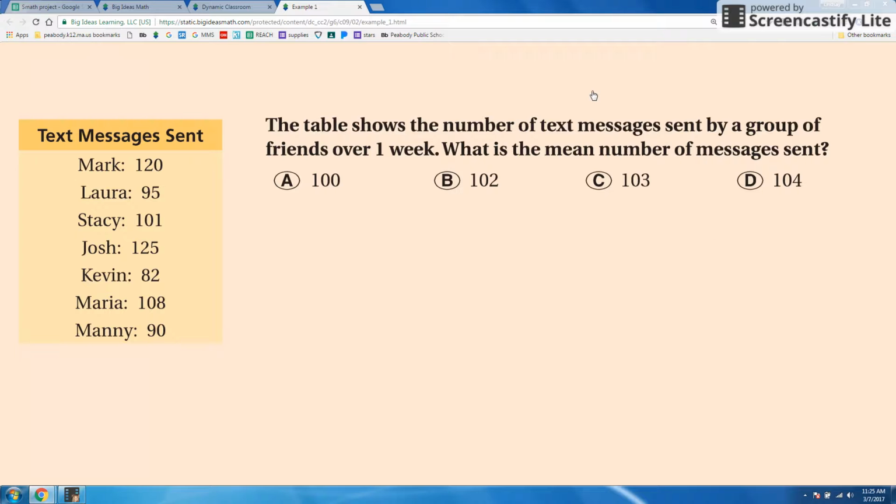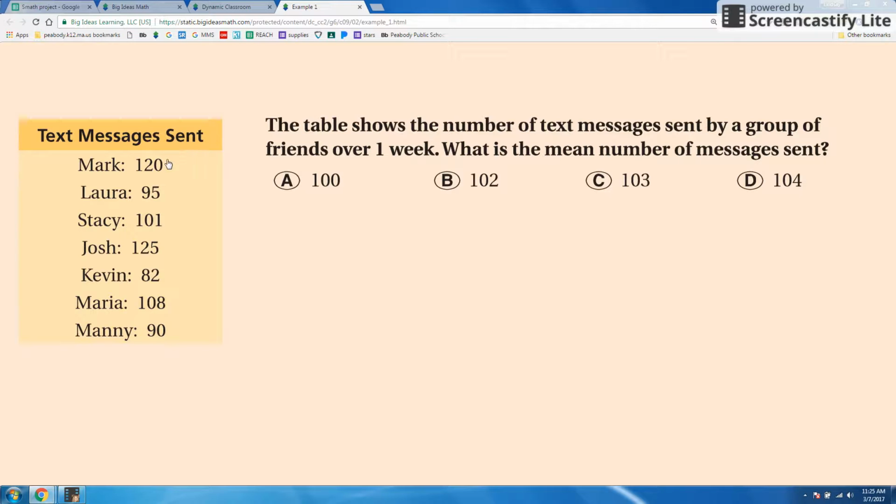So let's try some examples using the mean and outliers. First one says, the table shows the number of text messages sent by a group of friends over 1 week. What is the mean number of messages sent? So the steps are, add all the numbers together and then divide it by how many numbers you added.